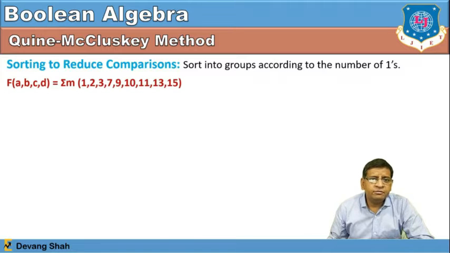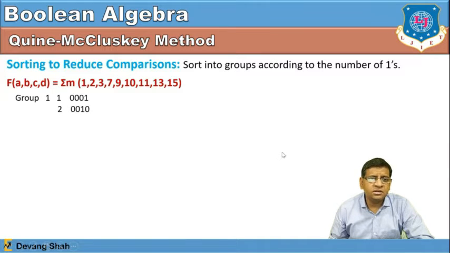So if we define a specific Boolean function here, f of a, b, c, d, given in terms of min terms 1, 2, 3, 7, 9, 10, 11, 13, and 15, right? As such, this method is different from Boolean algebra, and it is different from the K-map. Here we are using a specific table to define this method.